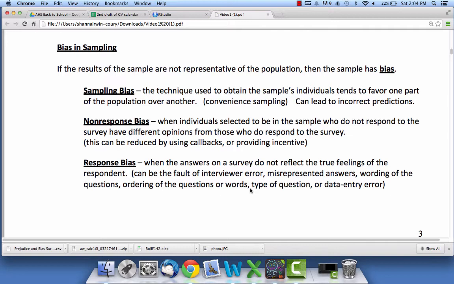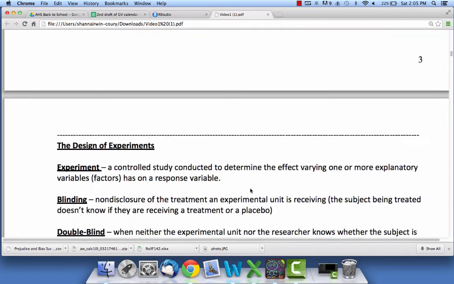Response bias is when the questions aren't really very good. They're written poorly in a way that's confusing, or maybe it's multiple choice and there are a lot of possibilities left out. People really can ask questions in such a way that it leads people to agree with something they might not have if it was written otherwise, or disagree.